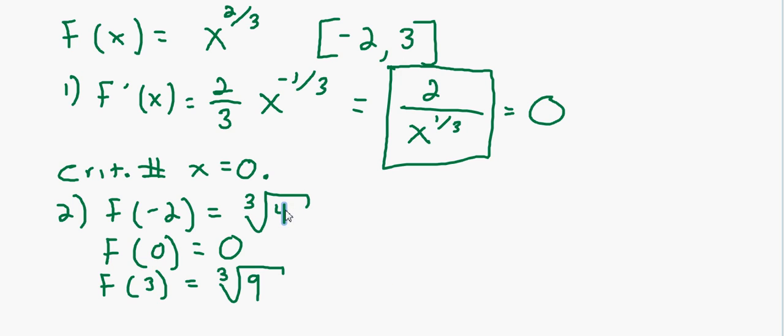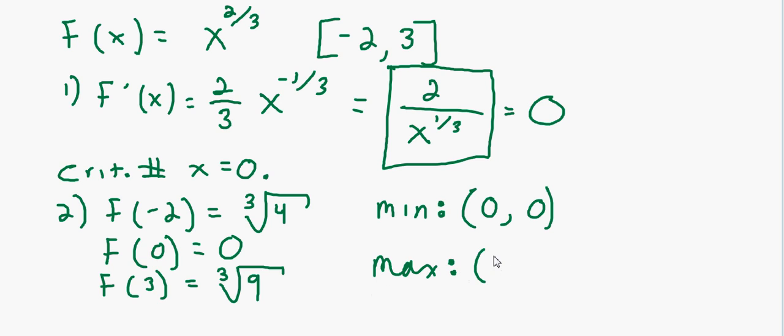So I have no idea what the cubed root of 4 or the cubed root of 9 is, but I definitely know which number is bigger. So the minimum on this interval happens at 0, and the value is 0. So it's the point 0, 0 is the minimum point. And the maximum on the interval happens when x is 3 and the value is the cubed root of 9, I'm sorry.